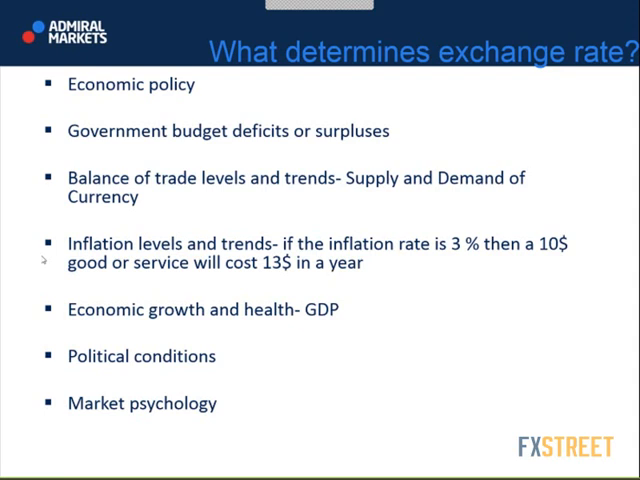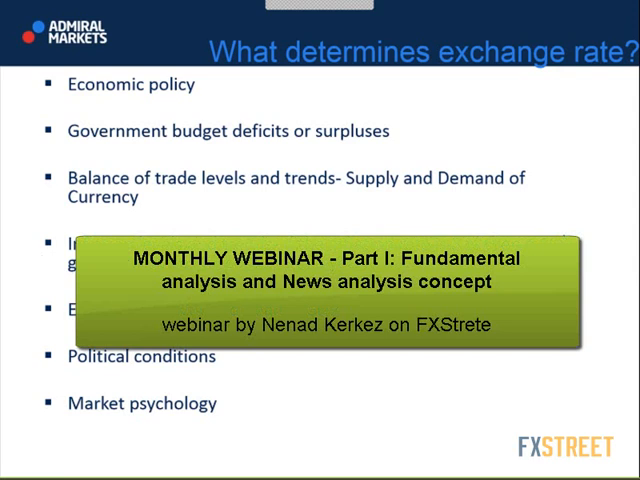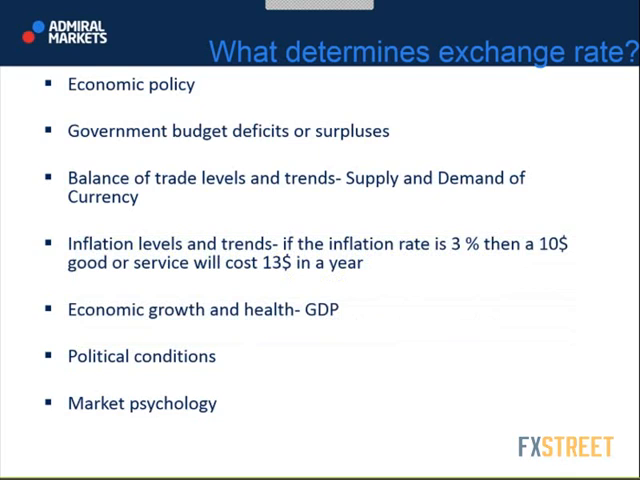We also talked about who the main players in the Forex market are. Now we need to know what determines the exchange rate. What are the major determinants, and what are the things which tell us that euro dollar, for example, is 1.1200 now? So economic policy is the first important thing.